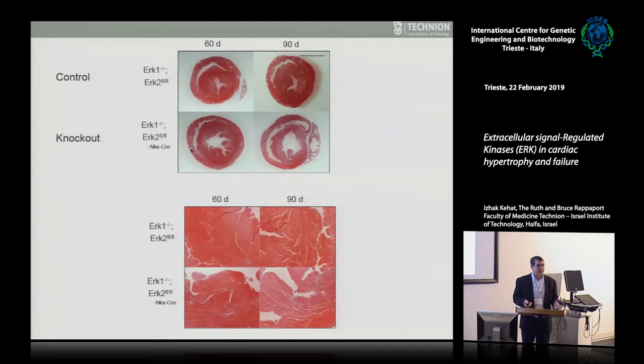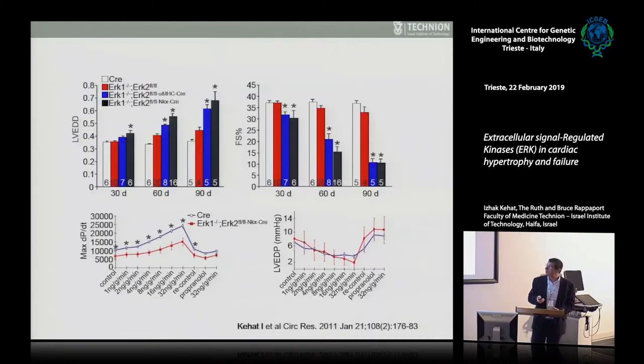Histology already gave us a clue that this hypertrophy was of the eccentric type. So you can see control mice and knockout mice at 60 and 90 days. You can see that there is progressive dilation of the ventricle without an increase, even with some thinning of the ventricular walls. But of course, the proper way to assess this is by echocardiography and imaging.